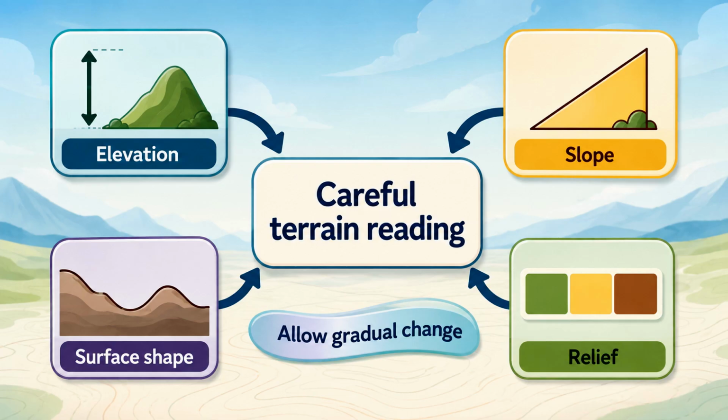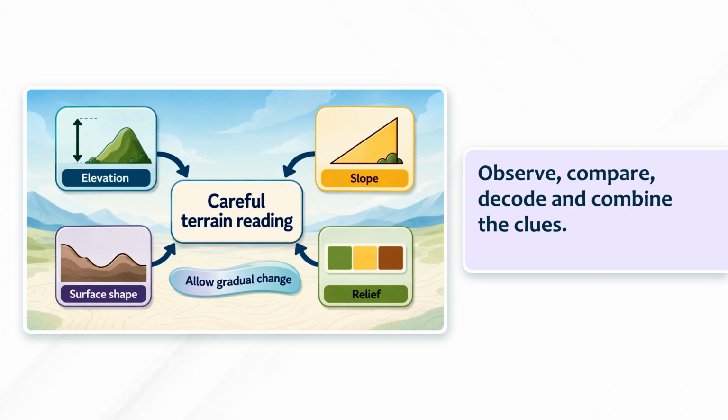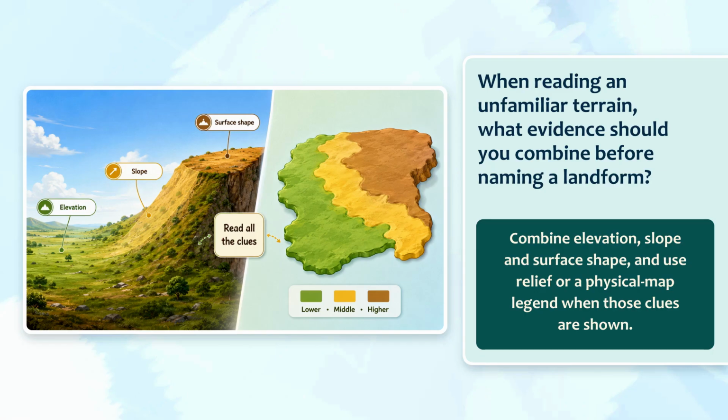The side view shows height, steepness, and surface shape, while the map shows the spread of relative relief. Combining both makes the landform description stronger and keeps gradual transitions visible. That gives us a complete reading routine. Observe, compare, decode, and combine the clues. A careful decision comes from connected evidence, not a single shortcut. Use the complete evidence set now.